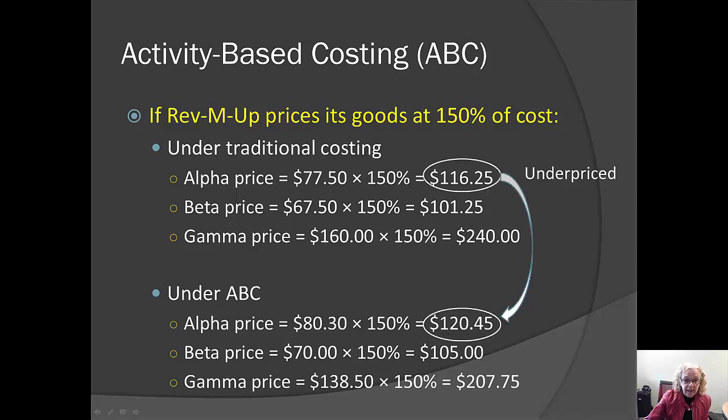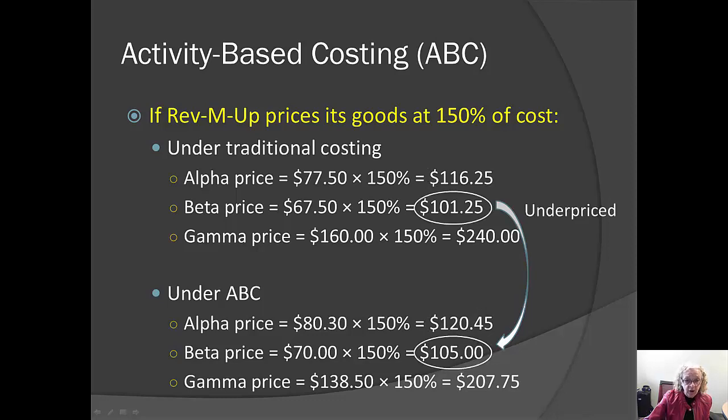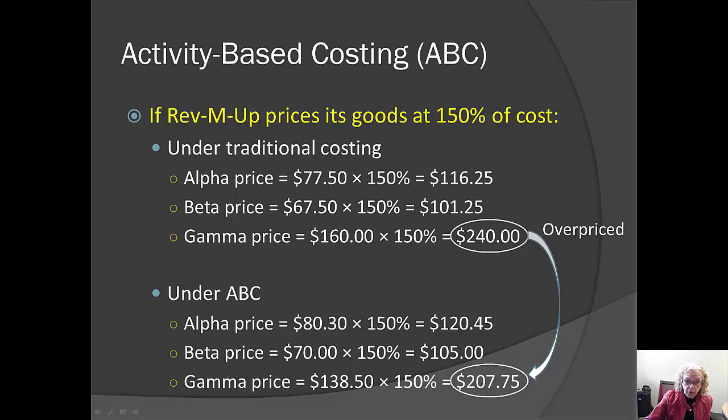When we do this, we can see that because alpha was under-costed under traditional costing, it's going to be underpriced compared to the price that we would charge if we used activity-based costing. The same is true for beta. However, gamma was over-costed. It received more than its fair share of overhead costs under a traditional costing system. Therefore, it would be overpriced in the market compared to a firm that used activity-based costing.